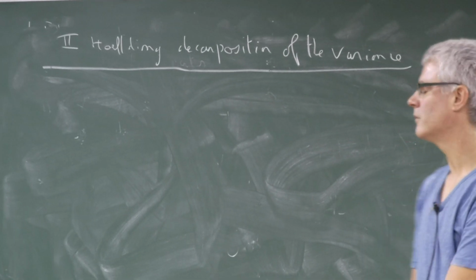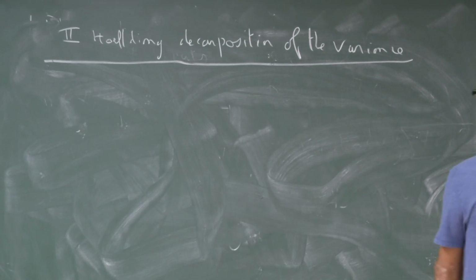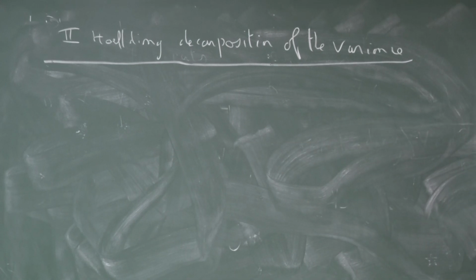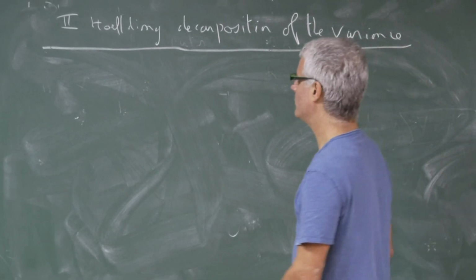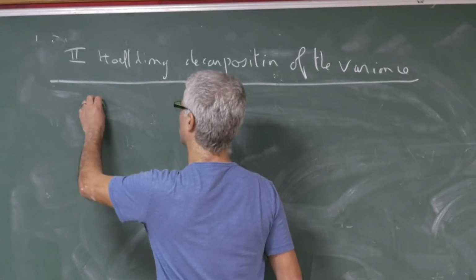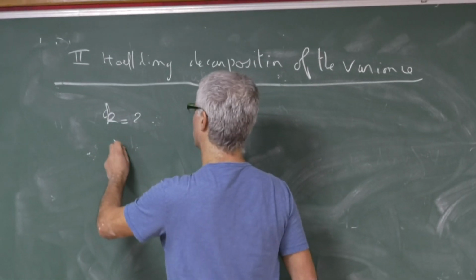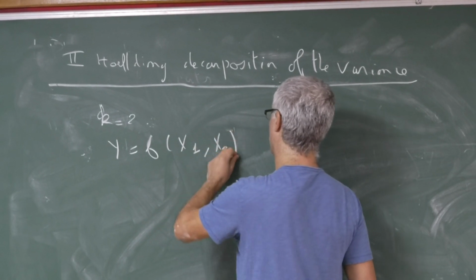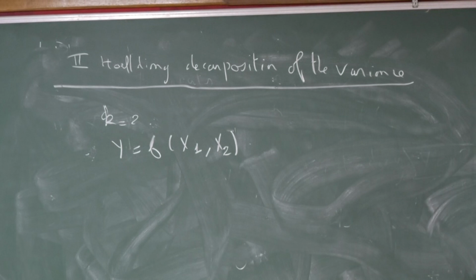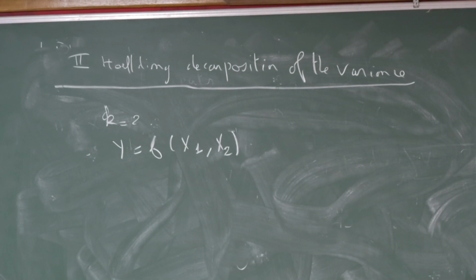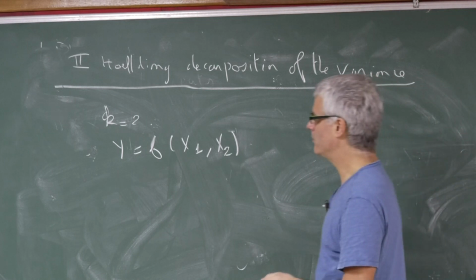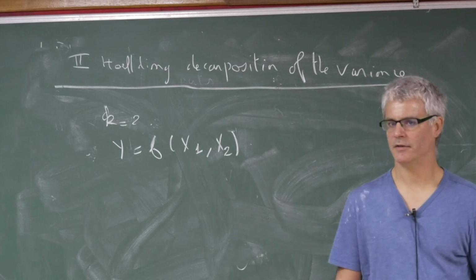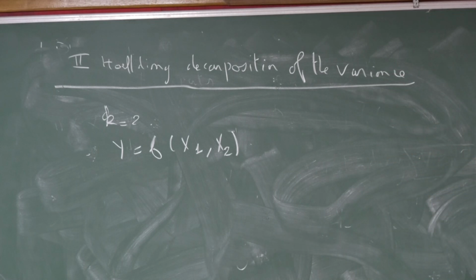Okay, so there's a nice thing that is called the decomposition of the variance that I will explain now. I will explain the decomposition when you just have two inputs. So we have a function y that is equal to f of x1, x2, okay? So you have x1 and x2 that are random variables.